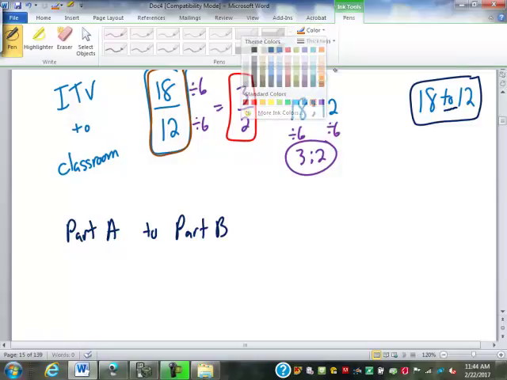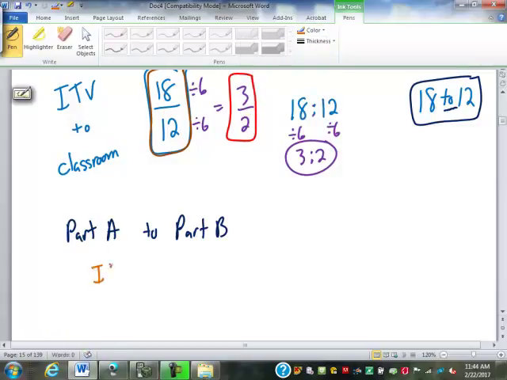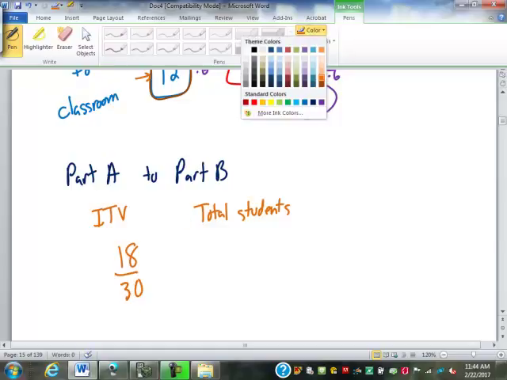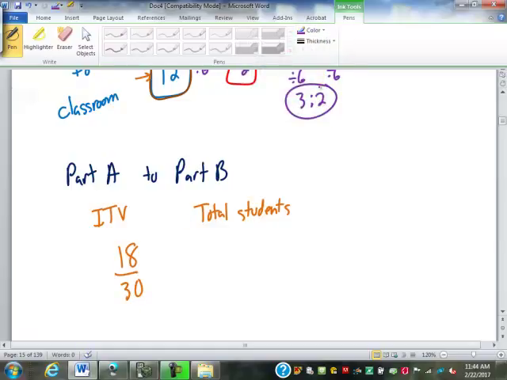But I could have done ITV compared to total students in the class. If I would have done that, of course, there'd be 18 students on ITV still, the 18. Now, total students, I have 18 ITV and 12 in the classroom, would have been 30. So that would have been 18 to 30. The wording I would have used there, though, would not be 18 to 30, as I just said. It would be 18 out of 30.